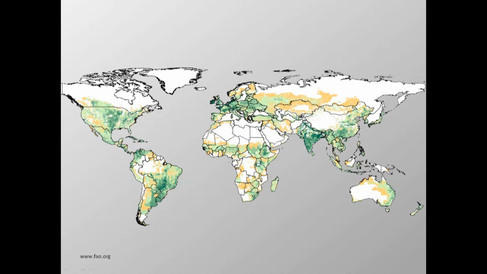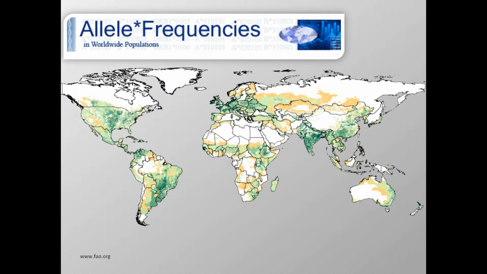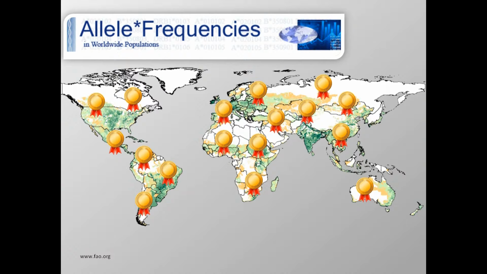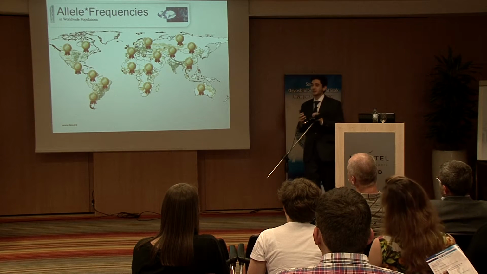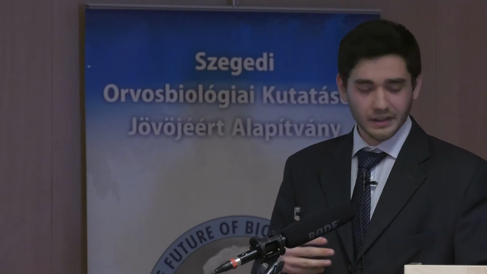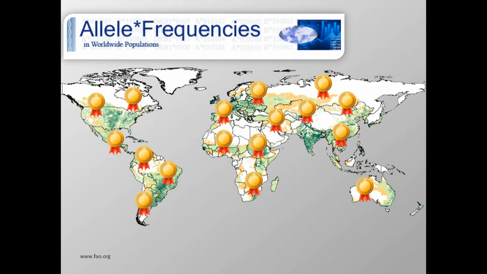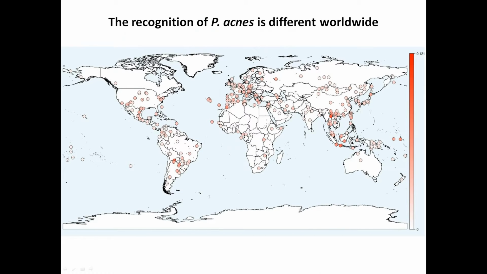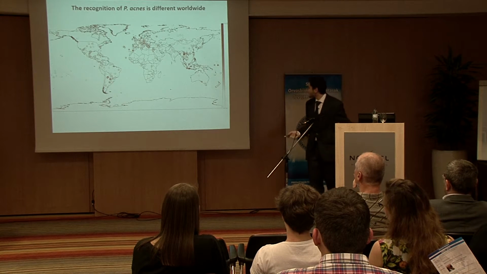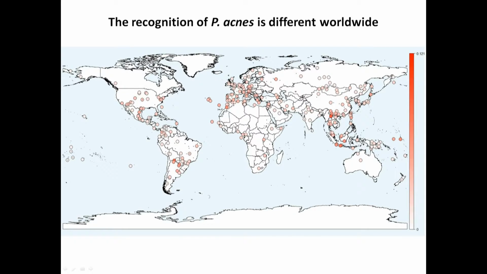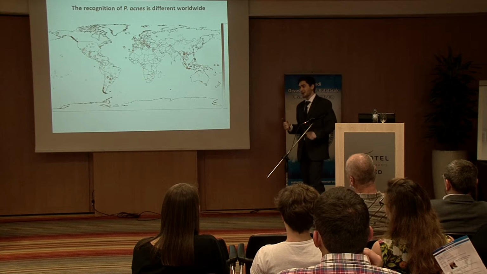After that, we were curious about how the recognition of Propionibacterium acnes occurs all over the world. For this, we used the allele frequencies database, which contains the allele composition of different populations from all over the world. If we know what kind of alleles can be found in one population, and we know how those alleles recognize the bacteria, we can calculate an average proteome recognition ratio for one population. We did this calculation for approximately 700 populations. On this map, the circles are the populations, and the proteome recognition ratio is indicated with the color. The most intensive red means that some populations in the world can recognize up to 12% of the full proteome of the bacteria.